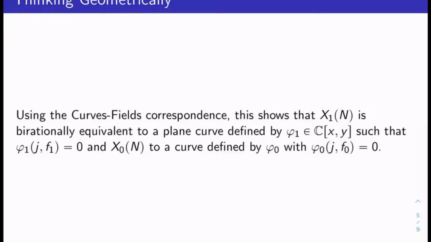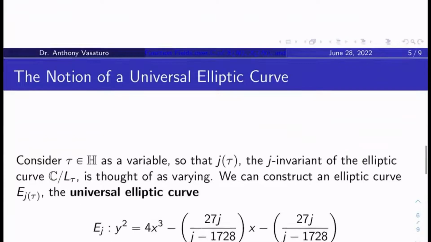And how about x0 of n? X0 of n is birationally equivalent to a plane curve defined by, let's call it phi sub 0 in C[X,Y], such that when you plug J and f0 into phi 0, you get 0. So you can think of all of this algebraic stuff pretty geometrically.